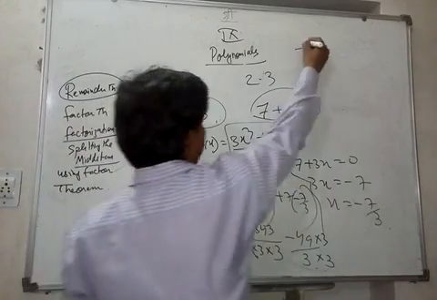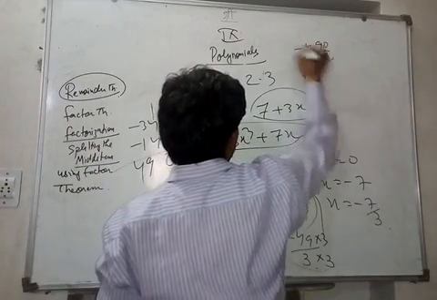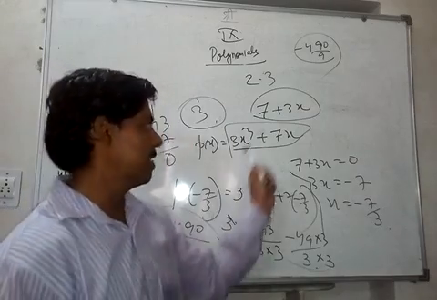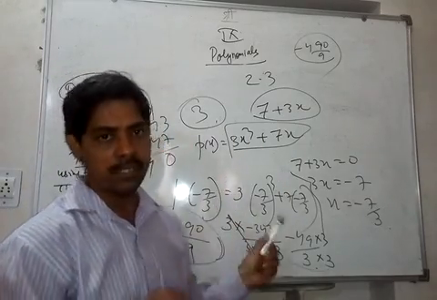Minus 490 upon 9 is not 0, therefore 7 plus 3x is not a factor of 3x cube plus 7x.